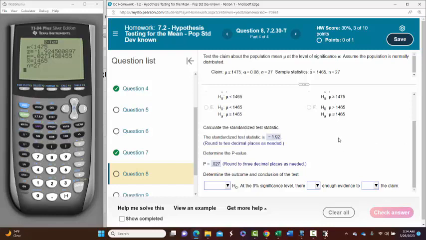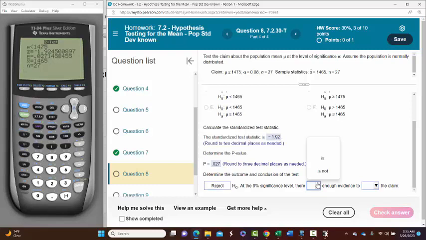And what's our alpha? Alpha's 0.08. So the p-value is less than the alpha, so we reject. And the claim, we've got to be careful here, because the claim is actually the null hypothesis. So we're not supporting the claim this time.